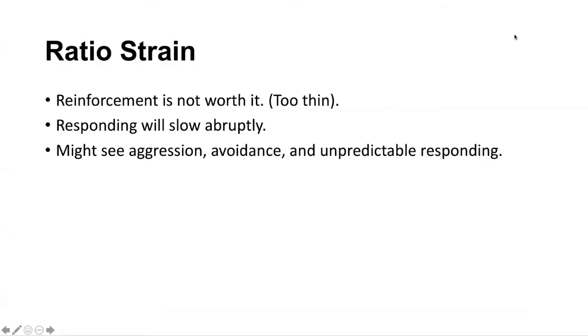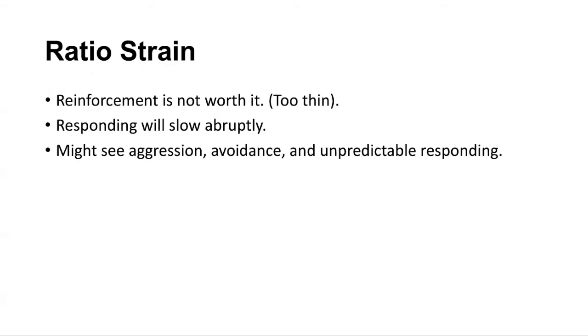But what we can encounter, and I think it happens frequently, is that we fade or thin too quickly, right? So that is called ratio strain. If we are really pushing that ratio further and further apart and we do it too quickly, then all of a sudden that learner is not contacting reinforcement as frequently, and it happened really quickly.